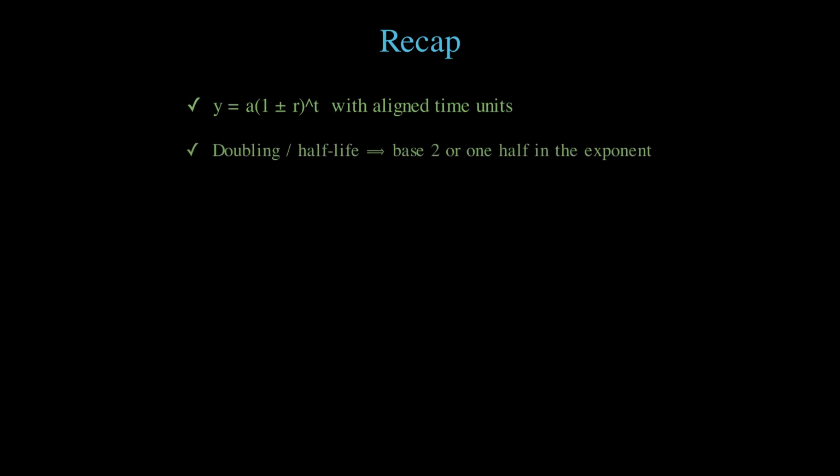Recap. First, growth often looks like a times 1 plus r to the t. Decay like a times 1 minus r to the t. Second, rewrite doubling or half-life as repeated factors with t scaled to the correct period. Third, never confuse the rate r with the full multiplier 1 plus r.